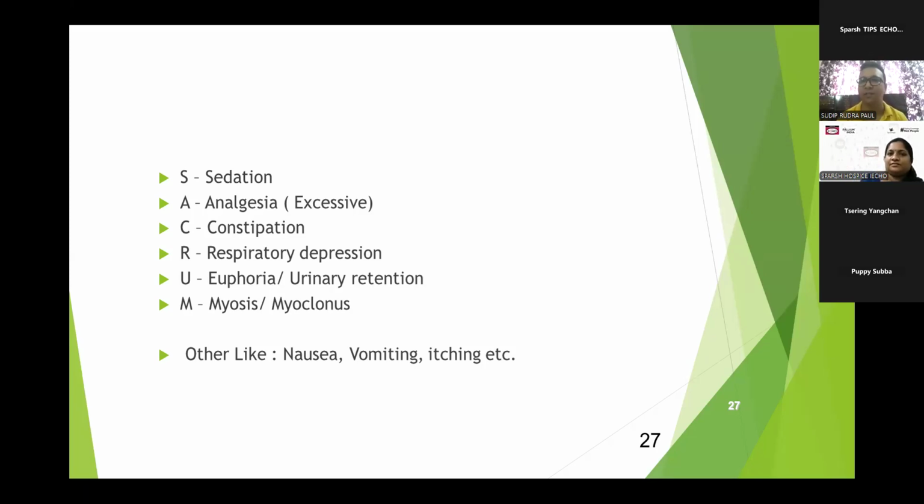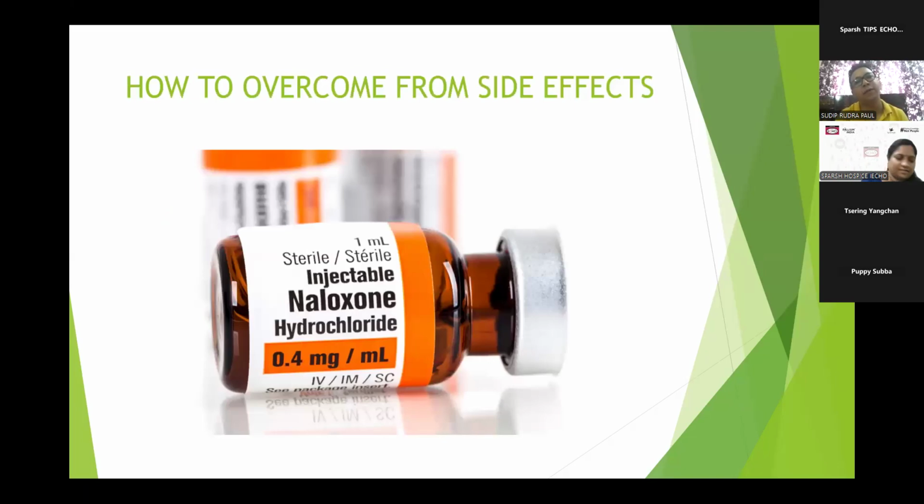Some of them, like constipation and respiratory depression, are considered, and sedation is considered the main side effect of opioids. How to overcome the side effects? I have told you that we never target to make the patient's pain zero. It is always the most bearable condition. If it is 10 by 10 or 9 by 10 on the numerical rating scale, our target is to make it 4 by 10 or 3 by 10. It's never to make zero.